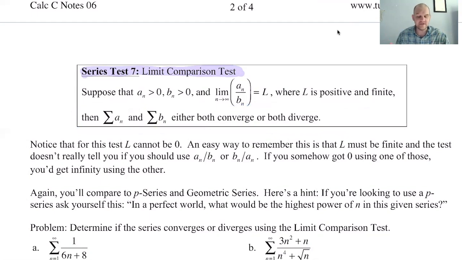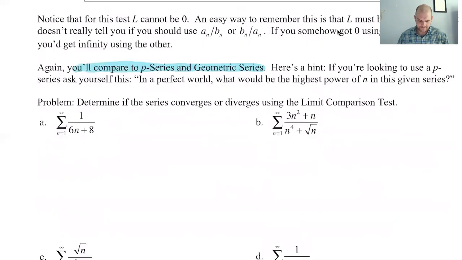So what's going to happen is you want to pick a series that you know the convergence or divergence of, and then compare it to that. So you'll go with the standard series that you know, and those series are mainly p-series and geometric series. So I usually look and see, in this perfect world scenario, is it basically a p-series? Is it basically a geometric series? Let's do some examples and see what I mean by that.